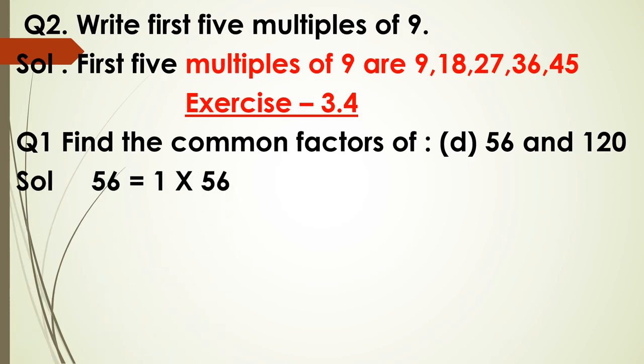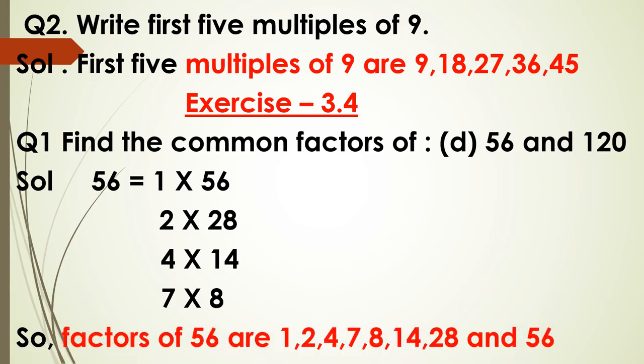1 multiplied by 56, 2 multiplied by 28, 4 multiplied by 14, 7 multiplied by 8. 7 8s are 56. Don't write 8 multiplied by 7 now, because if you write 8 multiplied by 7, then 8 and 7 will repeat, so there is no use. And don't skip any factor. Please do it very carefully. So factors of 56 are 1, 2, 4, 7, 8, 14, 28 and 56.